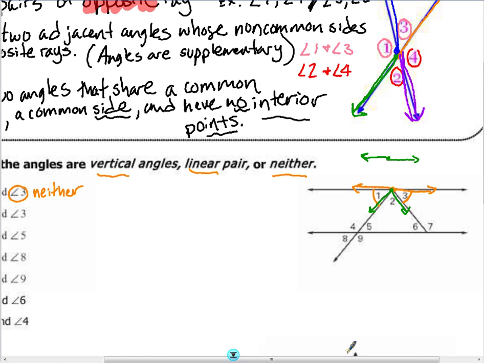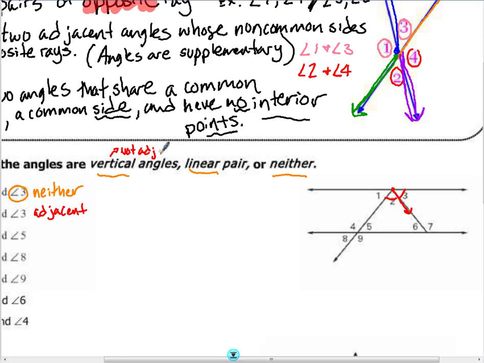Now let's look at 2 and 3. I'm just going to erase my scratch work here so I can get a better picture. So let's go ahead and look at 2 and 3. 2 is located right here in red. 3 is right here. The first thing I recognize is that they do share a common vertex. They also have a common ray in between, and they don't overlap at all. So the first thing that pops into my head is they're adjacent, right? But that wasn't what I was asked to find. I was asked to determine if they were a linear pair or vertical. Vertical angles are not adjacent. So that takes that one out of the running.